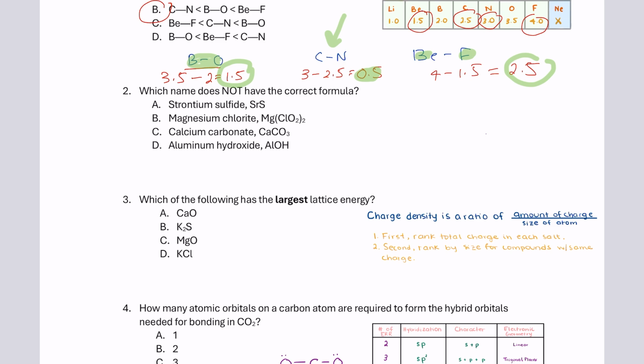Answer choice A says strontium sulfide. Strontium is an alkaline earth metal, meaning it has a +2 charge. Sulfide is a monatomic anion with a -2 charge. Since the charges cancel out, we just need a 1-to-1 ratio of strontium to sulfide. So the correct formula for strontium sulfide is SrS, which is what's given in this answer choice. So this pairing is correct.